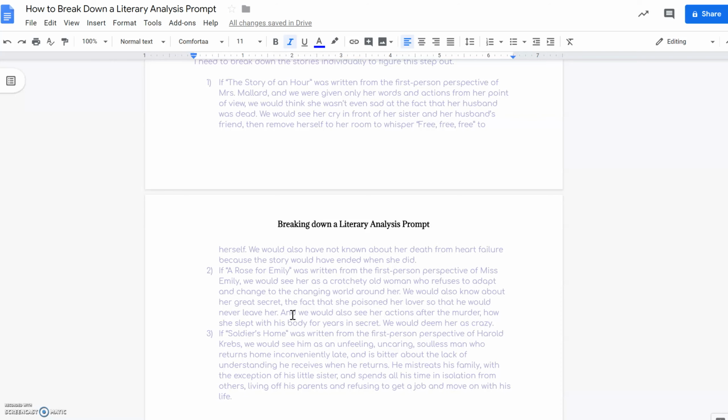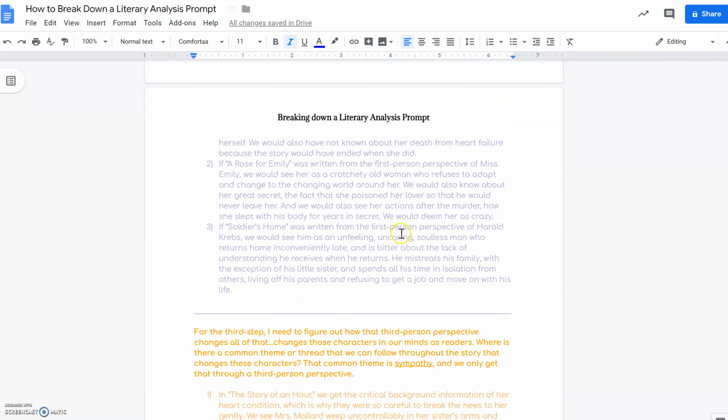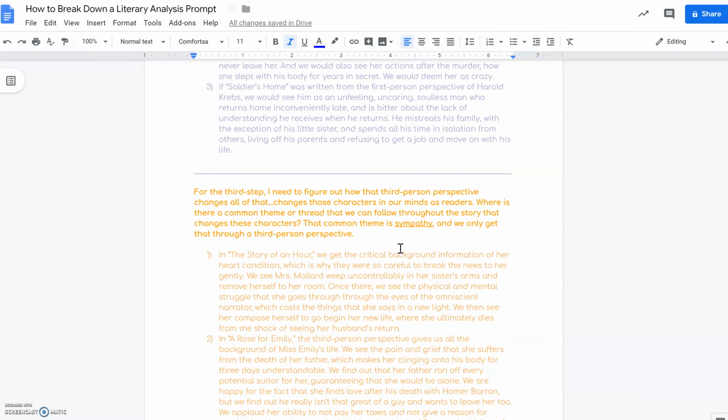If Soldier's Home had been written from a first-person perspective, Harold, we would see him as unfeeling, uncaring, soulless. He returns home late. He's bitter about the lack of understanding he gets when he returns. He mistreats his family, and spends all of his time isolating himself from others, living off his parents, and refusing to get a job and move on with his life. Those are all the things that we would see if these stories were written from the first-person perspective of the characters. But they're not.